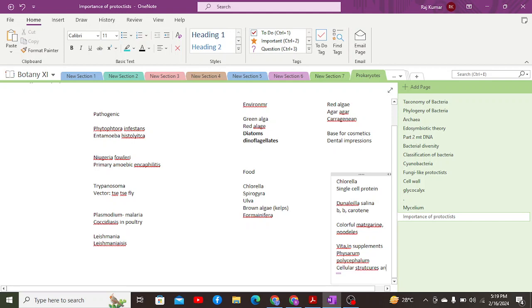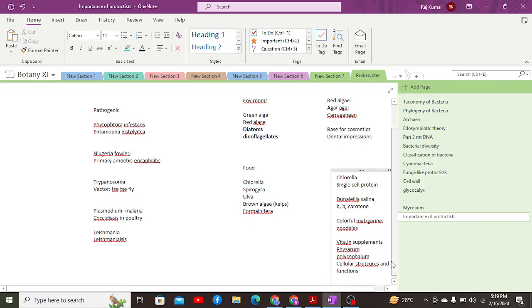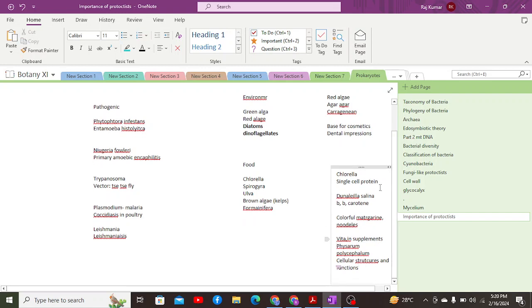Examples of the cellular structure and functions include the movement of cytoplasm, as well as the structure and function of the cytoskeleton, and all such cellular structure and function were studied on the basis of this.